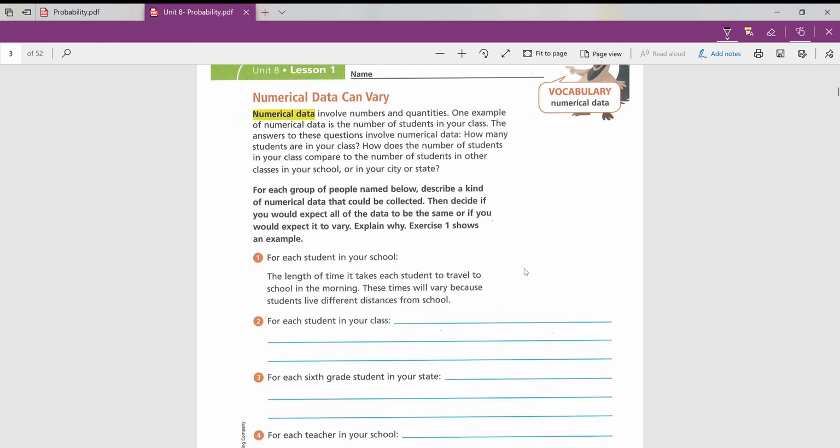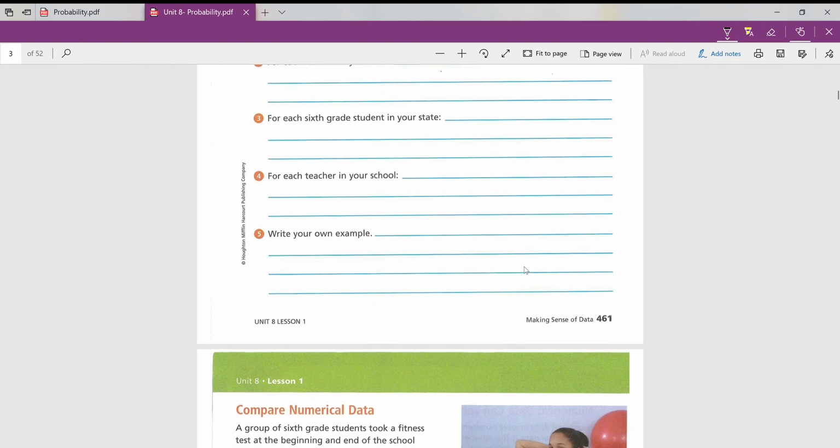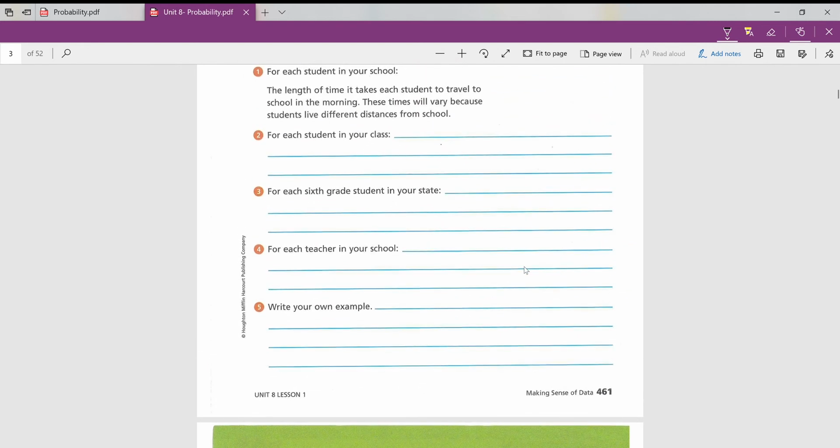Number 3, for each 6th grade student in your state, I want you to come up with a question of how you'd find the information specifically for them. For each teacher in your school, so here at Skyview, how would you find numerical data for the teachers in your school? What is a valid thing? And then go ahead and write your own example. It can be anything and everything.